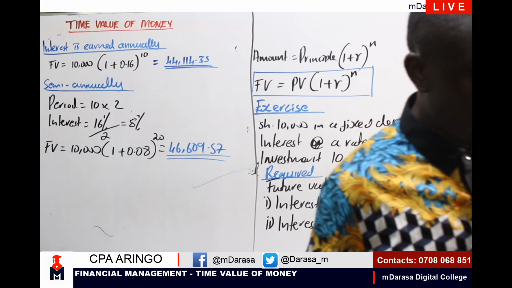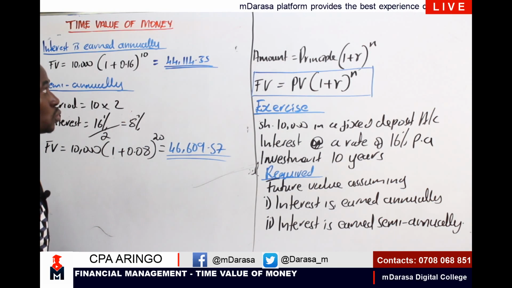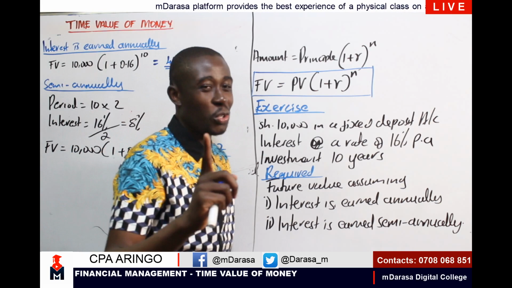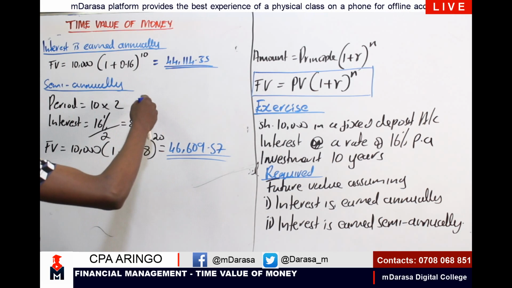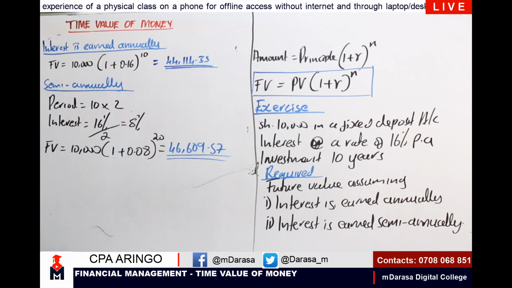I know a very curious student might ask, Mwalimu, why do we have the difference between these two values, 44,000 and 46,000? If I may ask you, what do you think could be the difference? Realize here that if we are earning it annually, my figure is 44,000. If you're earning it semi-annually, my figure is 46,000. Meaning that semi-annually will give us more interest than if you're earning it annually. So what could be the reason there?